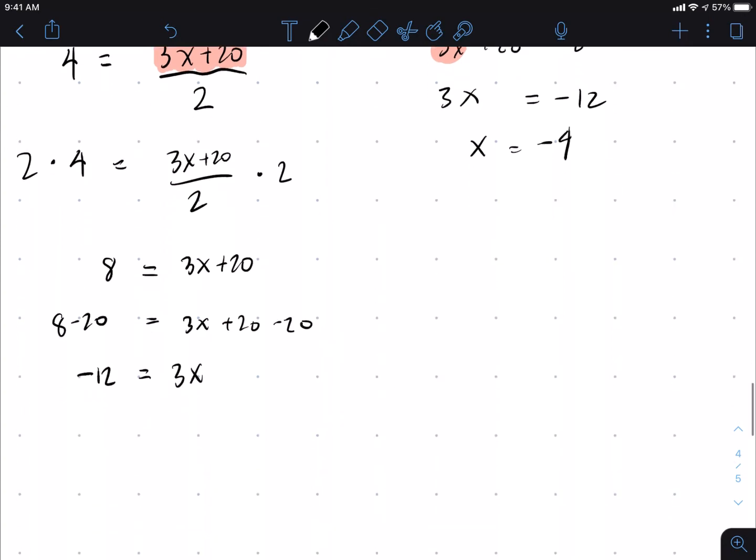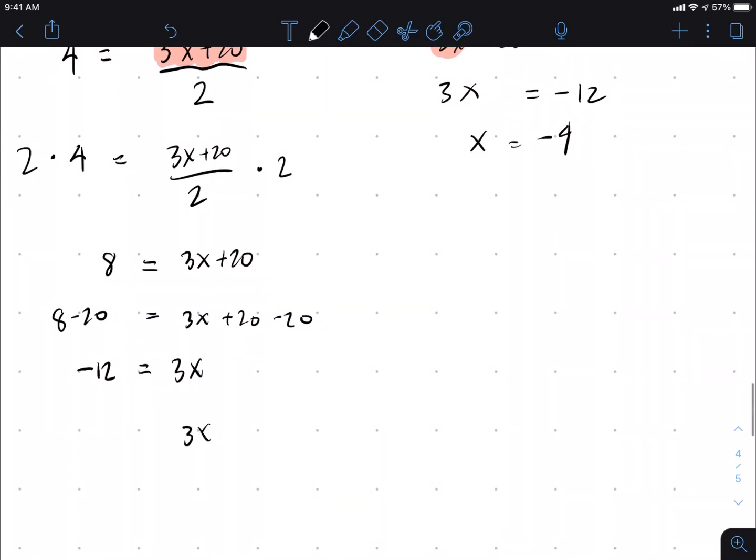I have my 3x. Now I want to get x alone, so I need to divide both sides by 3, and that will yield that negative 4. But those are all of the steps in order to be able to do this problem. It's starting to make a little bit of sense? Yeah. Okay. Yes, it's making sense.